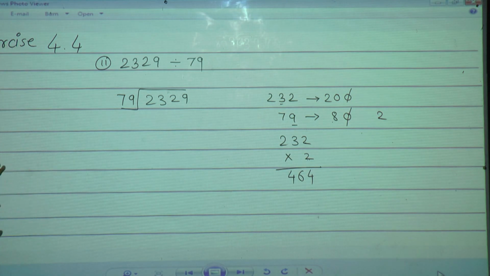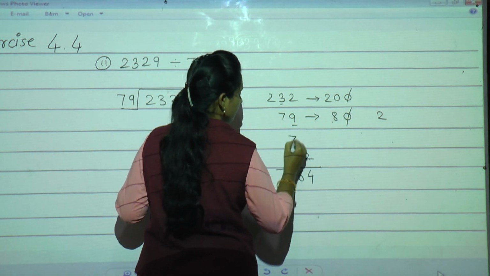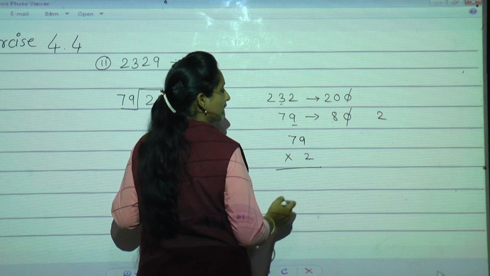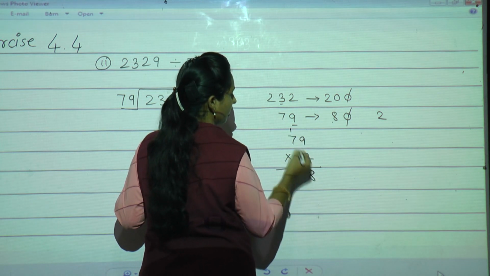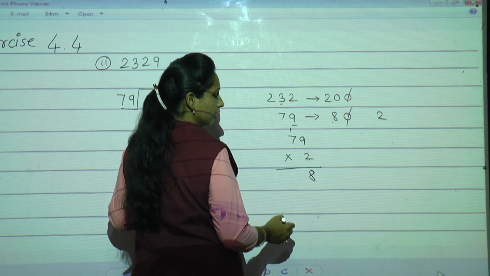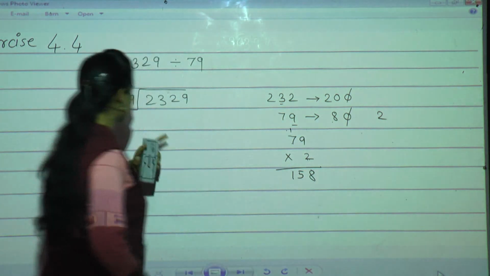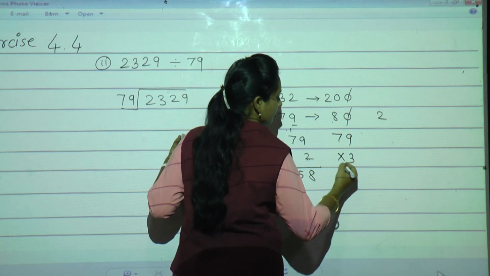See, sorry, wrong we have done. It is 79 multiplied by 2 we were supposed to do. 2 9s are 18, 1 will carry. 2 7s are 14 plus 1, 15. See, but what we will do? We will try with one more quotient, that is 3.